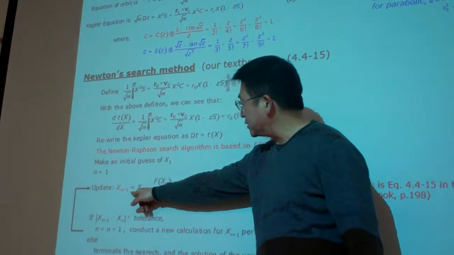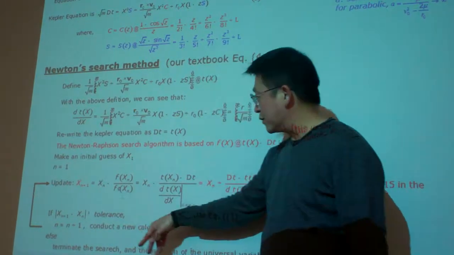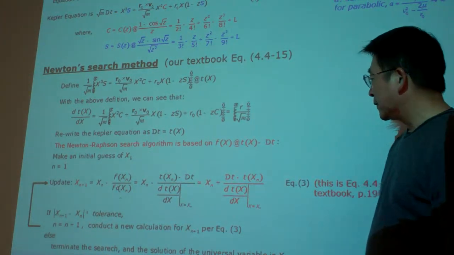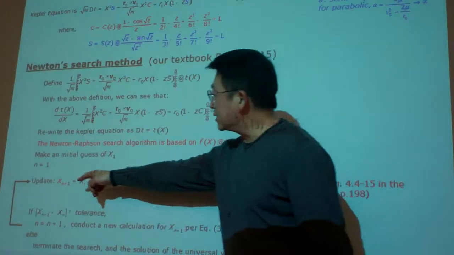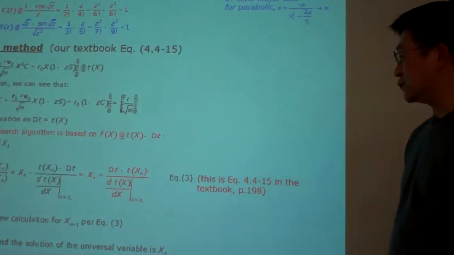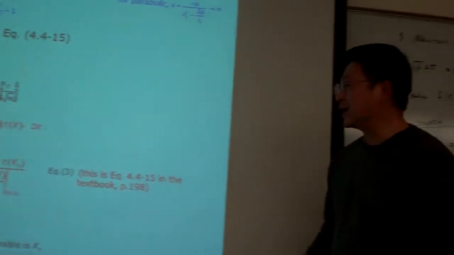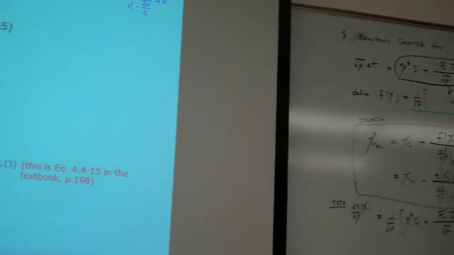And we have this iteration scheme like this. And we have to meet certain criteria. If not, then we iterate. But the process must start with the initial guess, n equal to 1. Okay, so the remaining thing we are lacking is how to make a good guess. And that is in the next page of the slide.